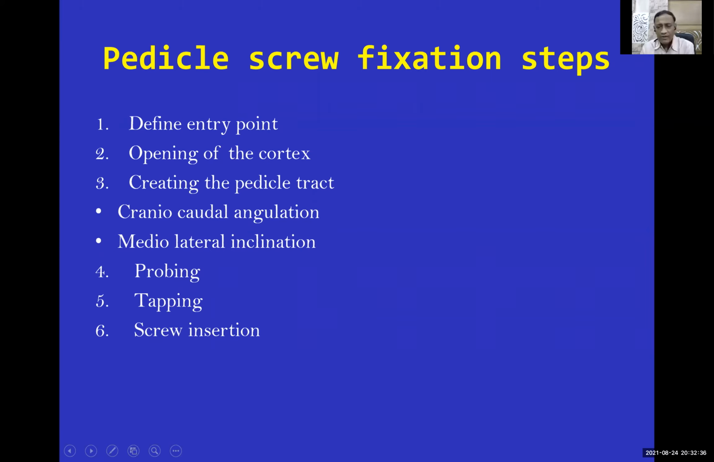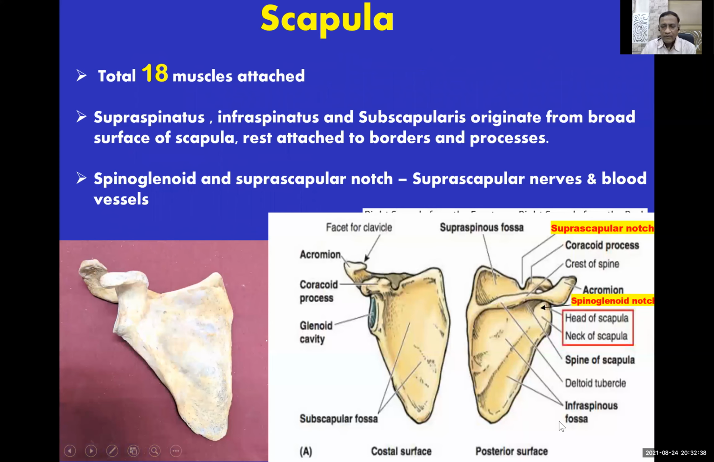Then comes the scapula. It's basically a triangular flat bone situated on the posterior part of the body. This is the glenoid cavity. This is the coracoid process, acromion, triangular flat surface. This is the costal surface. This is the posterior surface. This is the spine of the scapula. This is the suprascapular notch. This is the spinoglenoid notch.